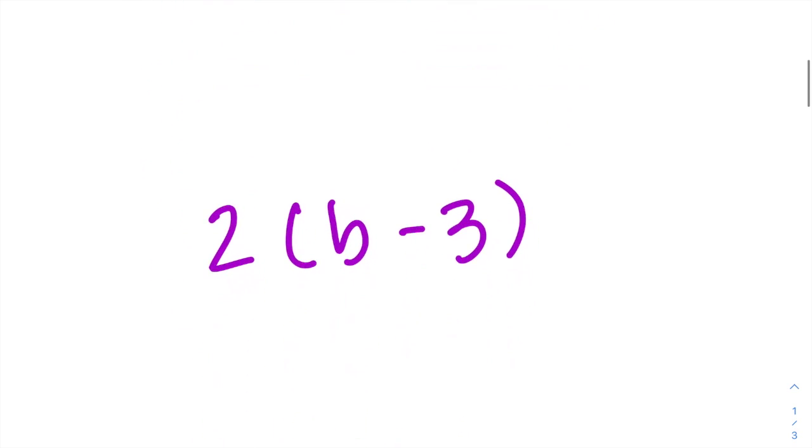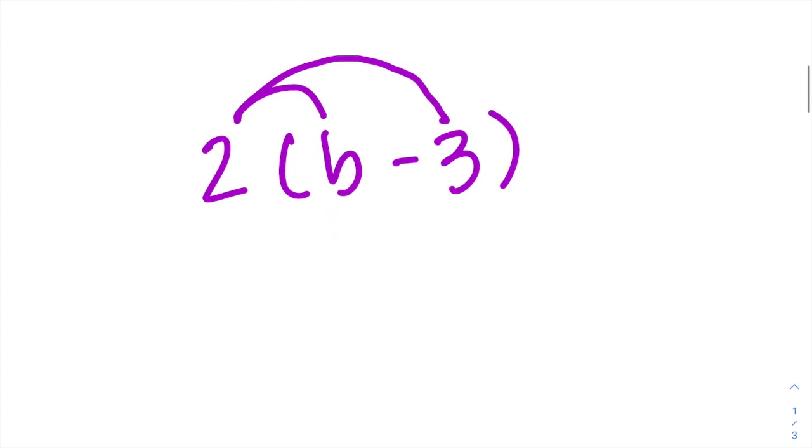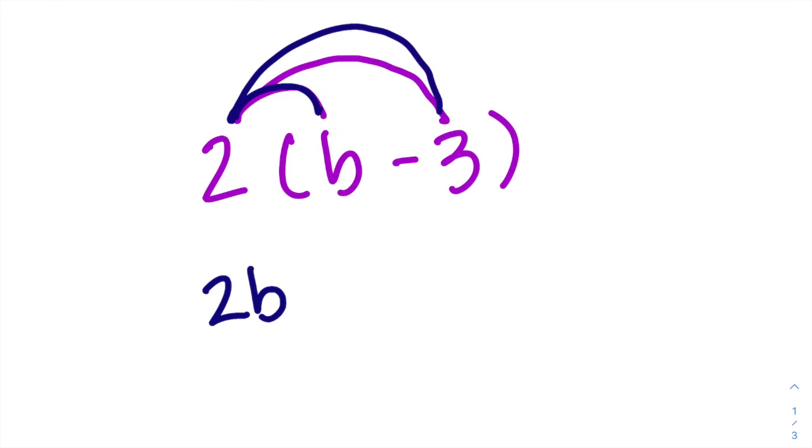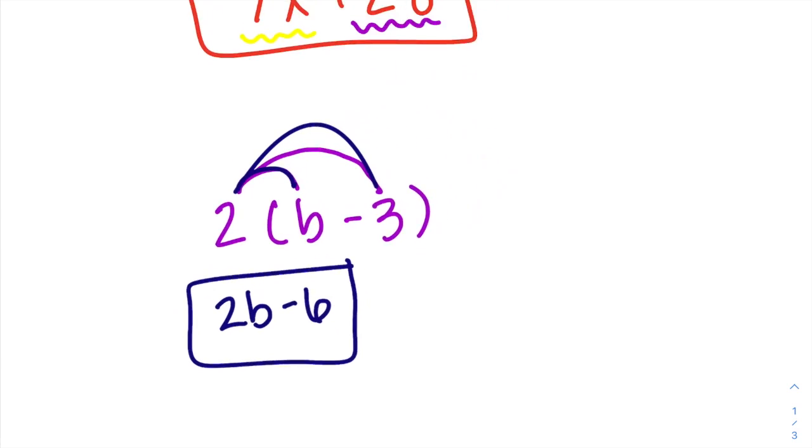If I have 2 times b minus 3, I'm going to take that 2, I am multiplying it by b. I am also going to multiply 2 by negative 3. Everything on the inside of the parentheses gets multiplied by that 2 on the outside. 2 times b is 2b. So 2b. 2 times negative 3 is negative 6. So I have 2b minus 6.